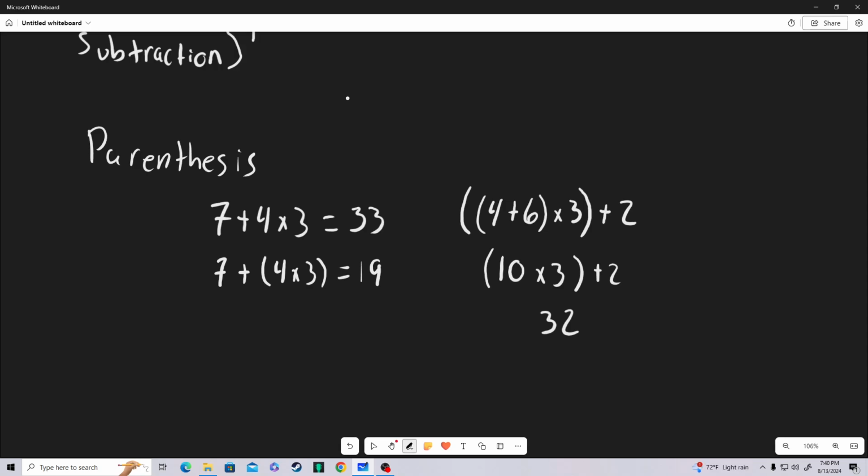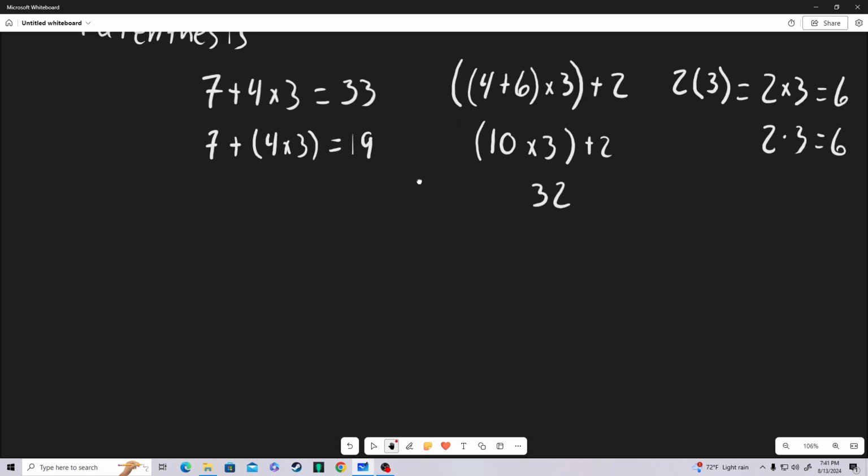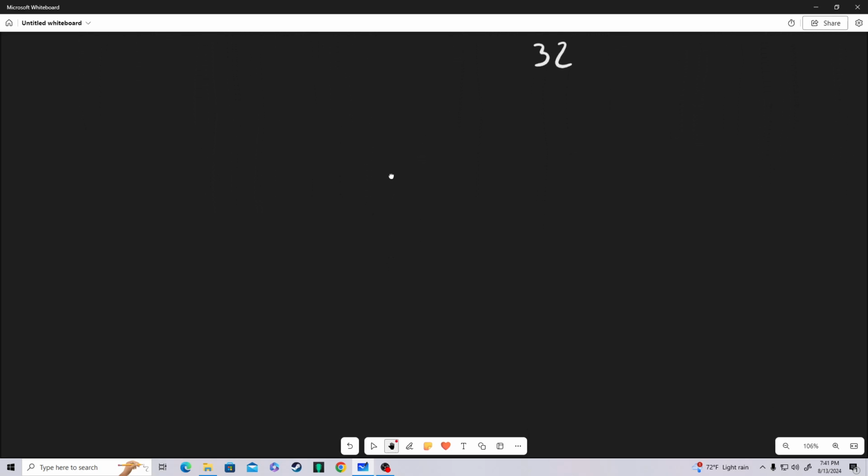And then if you ever see a number and there's parentheses and then another number, that's the same as just saying 2 times 3, or 2 times 3 in this way. These are just different notations of saying 2 times 3. It all equals 6. It's all the same. Okay, that's pretty much all there is to say about parentheses. Let's move on to exponents.